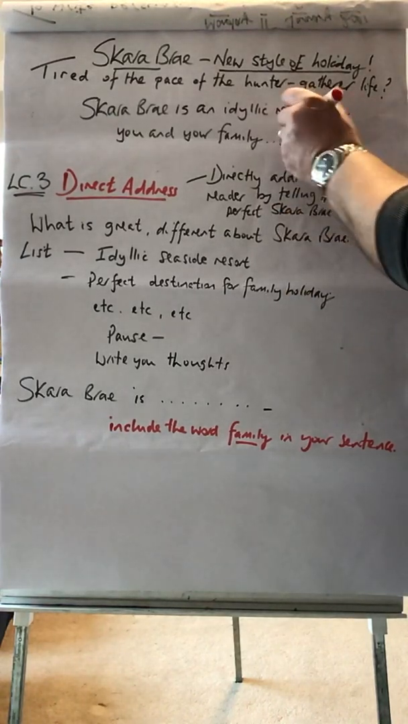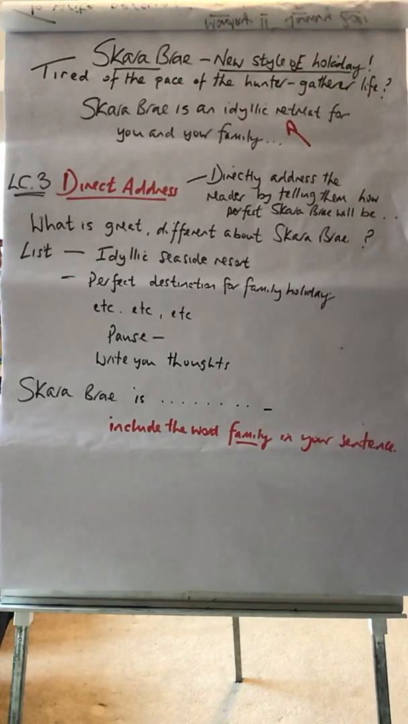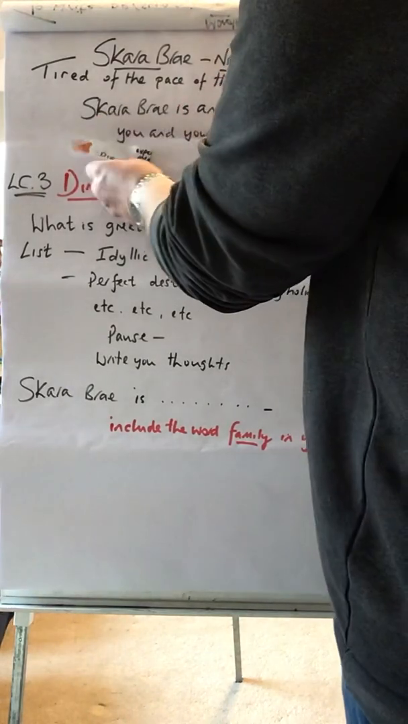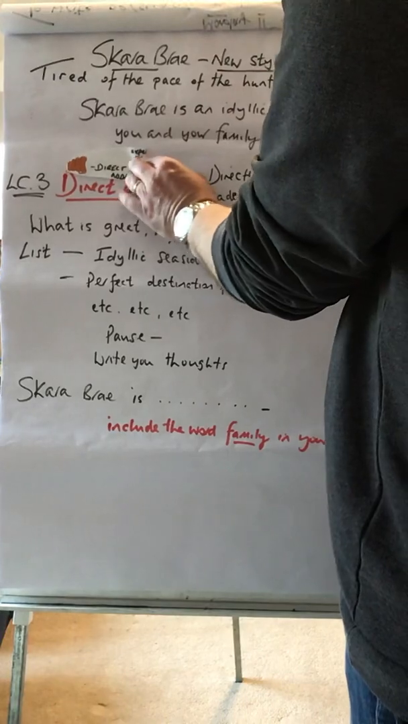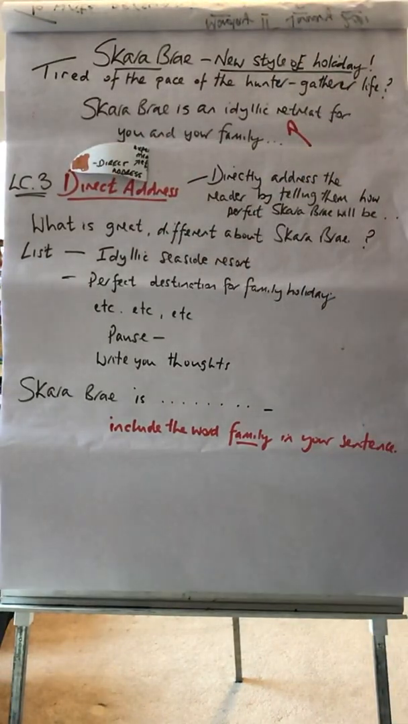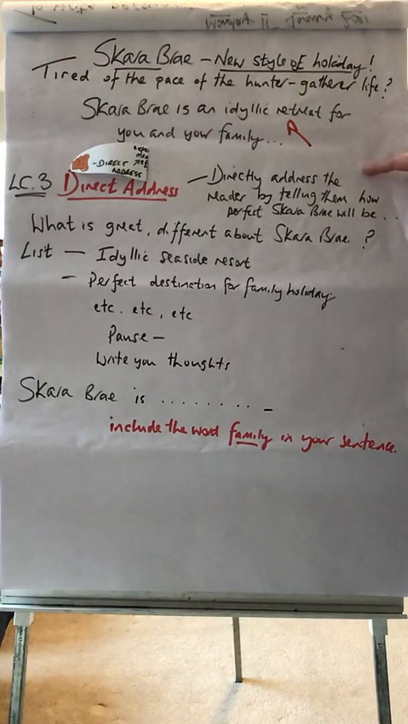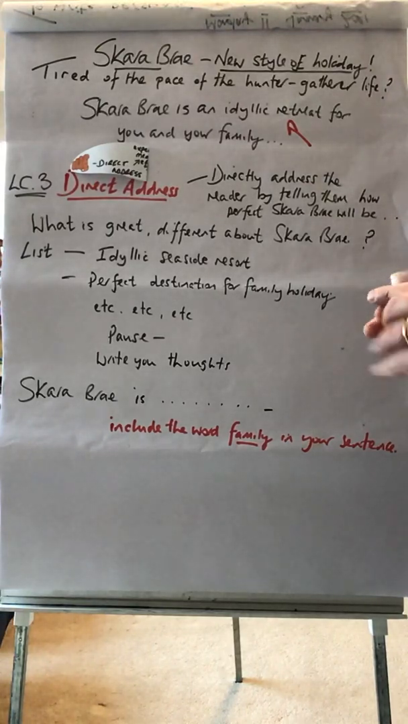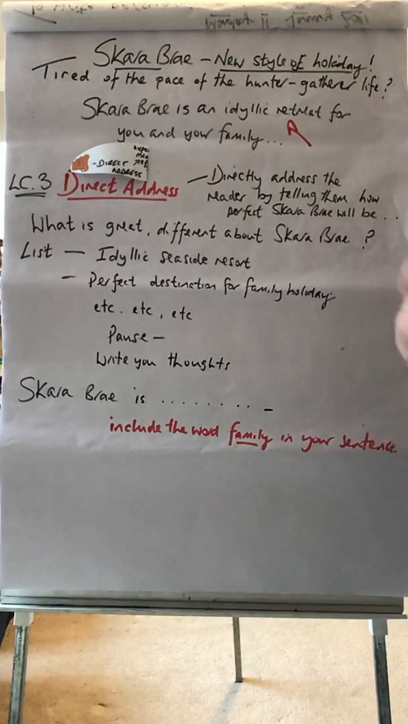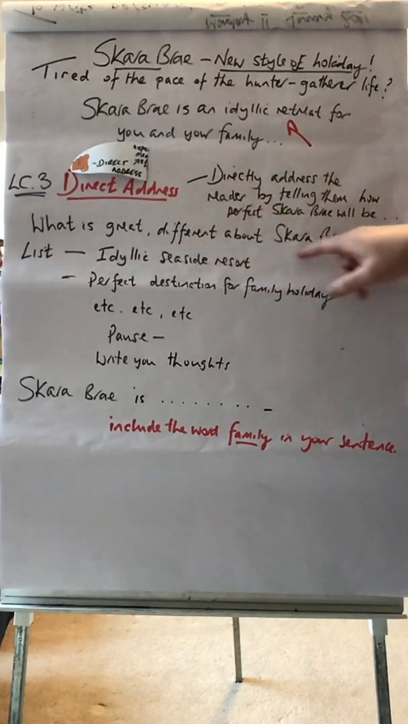This bit we'll go into in a minute, because this is the last bit that we're going to do today. This is called the direct address. So that's the image or the shape that we are talking about whenever we're talking about direct address. It's like a finger pointing at you. The direct address addresses the reader by telling them how perfect Skara Brea will be. So you are persuading somebody to come and visit. So what is great, what is different about Skara Brea?